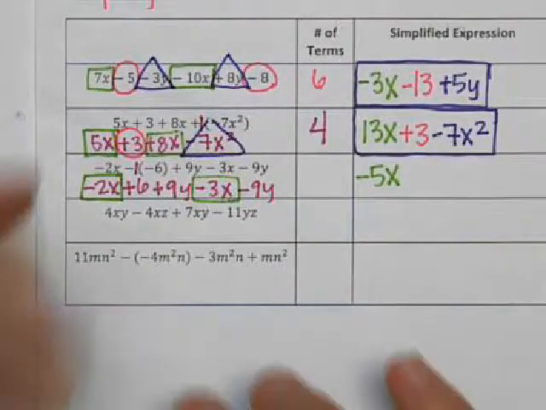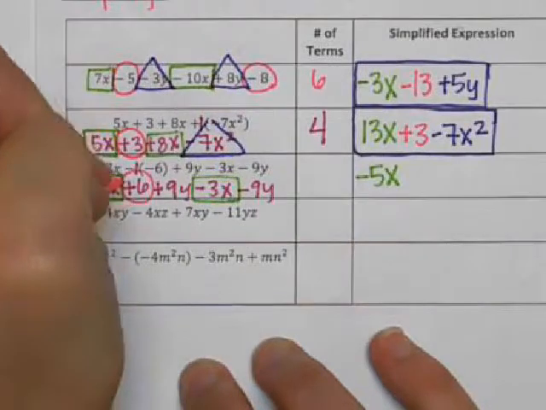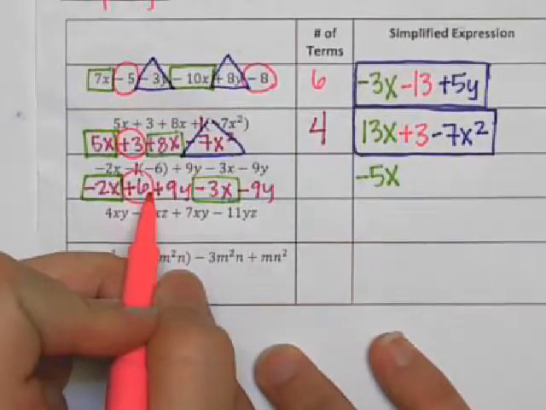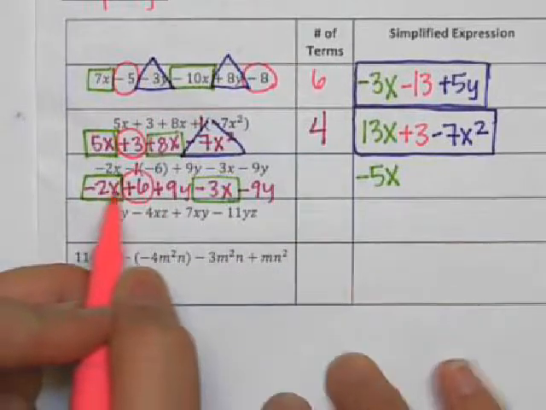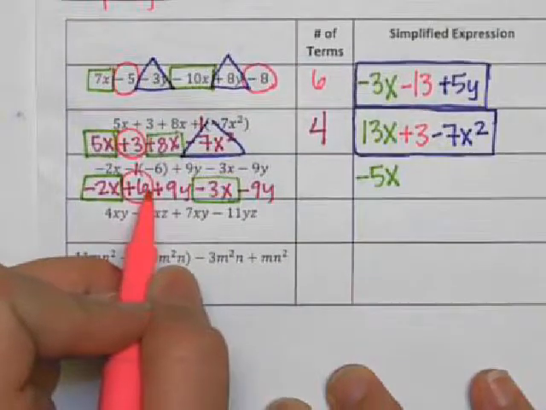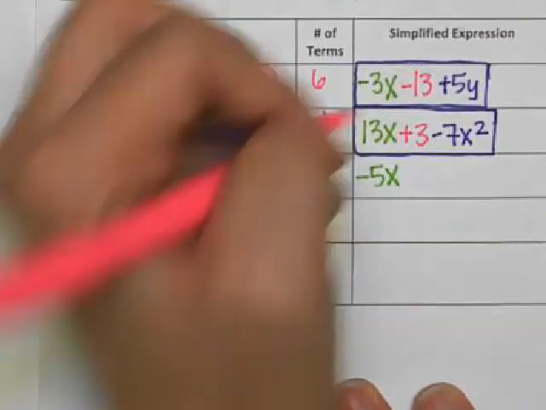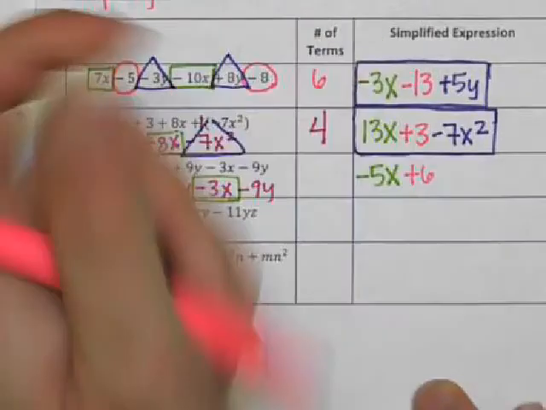Then I'm going to circle my next term, which is 6, and it does not have a letter. And there's no other like terms with it. There's no other numbers that do not have a letter with it. So what I'm going to do with the 6 is I'm just going to go ahead and bring it over.